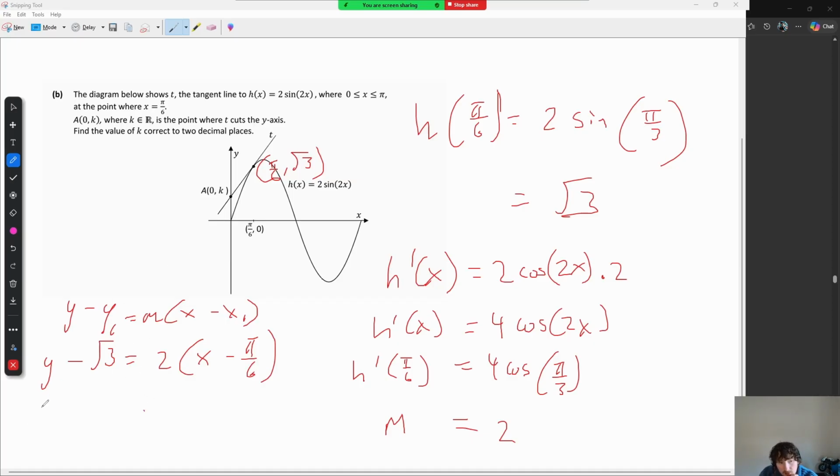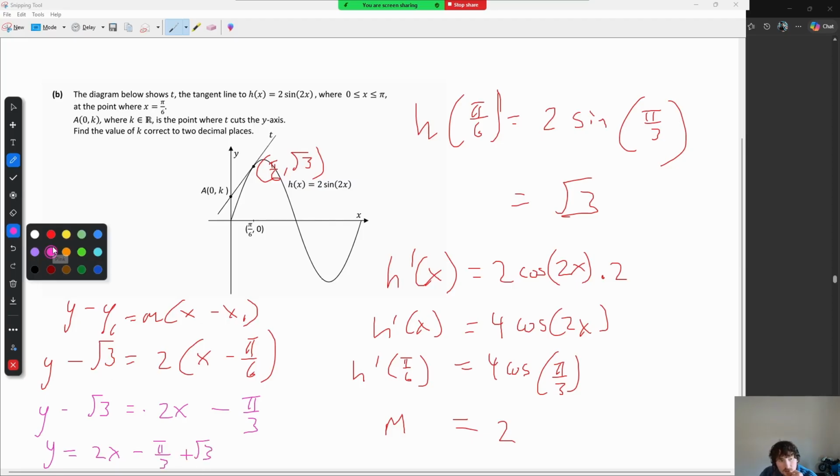But ultimately, yeah, I better do it. I don't want to panic people. So equals 2x minus pi over 3. And then what we can do is write this in the y equals mx plus c format. So y is equal to 2x minus pi over 3 plus root 3.